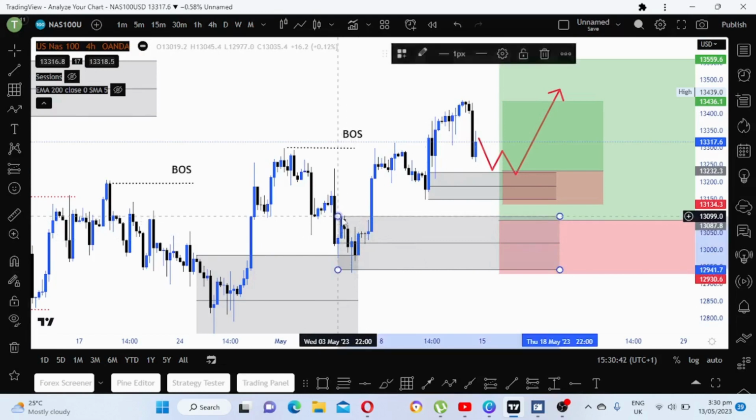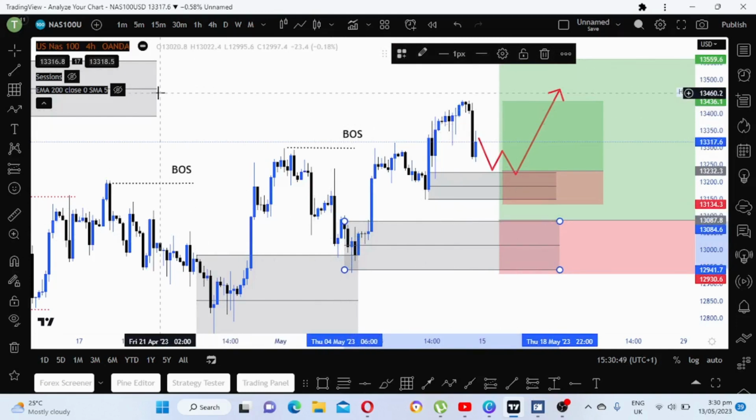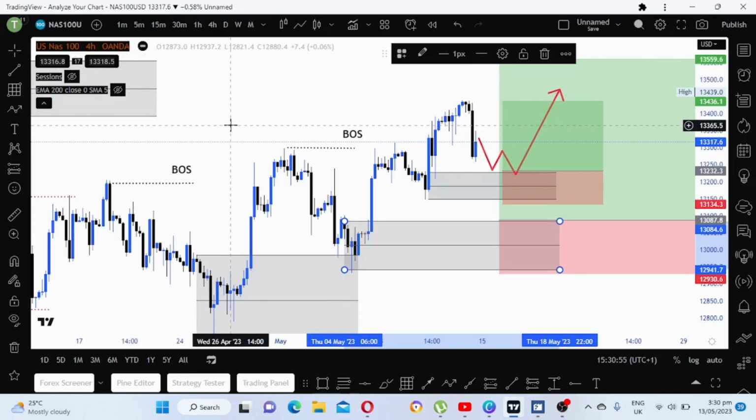That's where I would buy, because we are extremely bullish, guys. As you can see here, we are extremely bullish. So now let me look at other pairs.